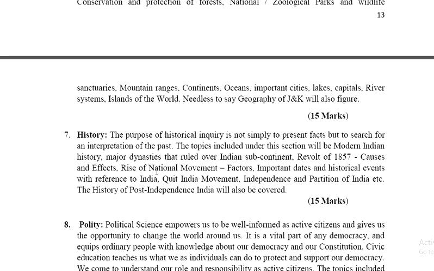So the emphasis should be on keywords like Revolt of 1857, causes and effects, rise of national movement, factors, important dates, and historical events. Quit India movement, if it has been mentioned here, that means that question will be asked from Quit India movement. Independence and partition of India, questions will be asked from post-independence India too. So like geography, it carries 15 marks.